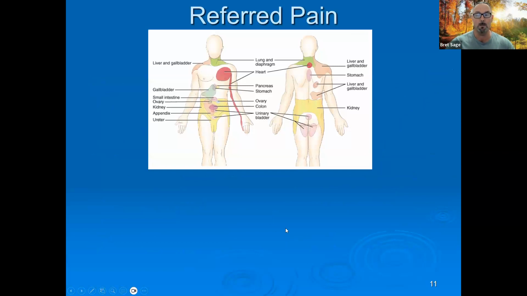Okay. Referred pain means feeling pain in a different area than it's actually occurring. So as you can see, the lung and diaphragm refer to the neck, but the most common, most cliche, is the heart referring down the arm. Now, why is this the case?